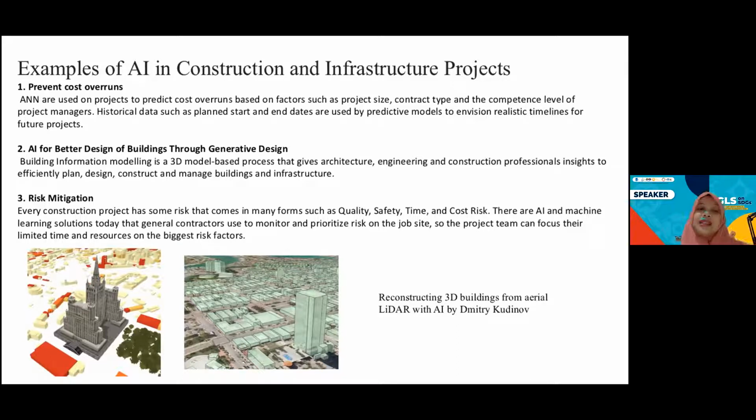The second is AI for a better design of buildings, so the generative design. We have some pictures. This is, for example, reconstructing 3D buildings with deep learning. We use deep learning to reconstruct this 3D building. And how do we reconstruct this 3D building? We can implement many lidar sensors, and then these lidar sensors will send the data to AI. And we can make a construction with 3D models without coming to that area.